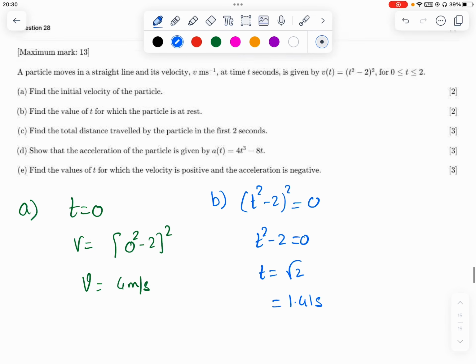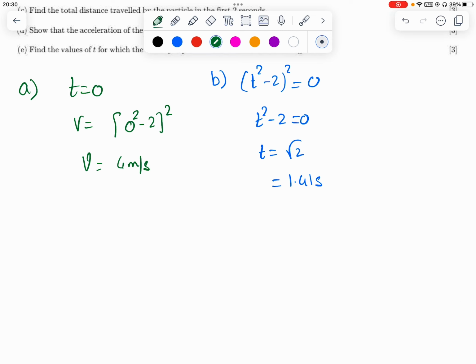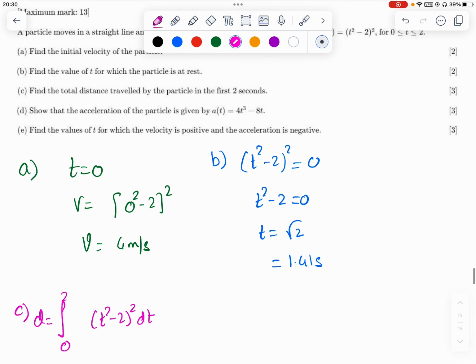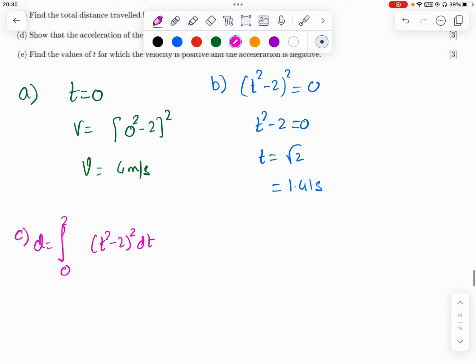Find the total distance traveled in the first 2 seconds. For the distance, what should I be doing? I should be finding the integral. Distance is equal to the integral from 0 to 2 of t square minus 2 whole square dt. How many marks is this question? It is a 3 marks question, and it is calculator based. So directly you can use the GDC to get that answer, which is 3.73 meters.